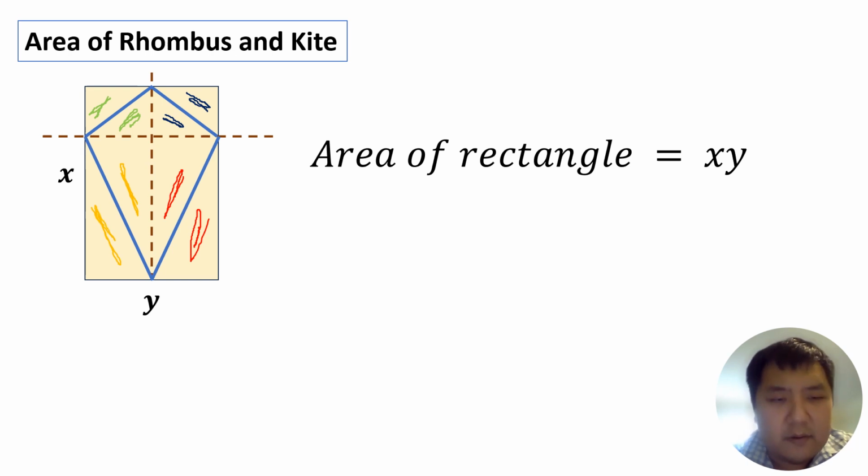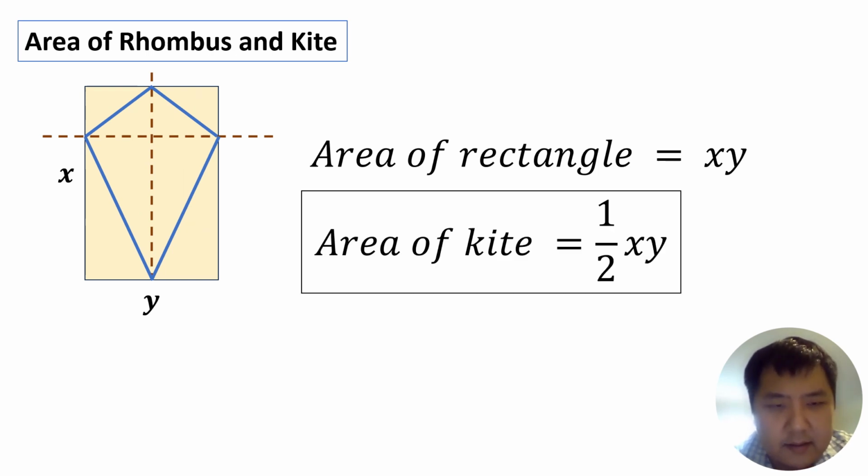So what do you know about the area of the kite then? The area of the kite is just half the area of the rectangle. Because if this is the same as that, and this is the same as that, and so on, that means the kite is exactly half of the rectangle, which is how I get this formula, half xy, or half the area of the rectangle.